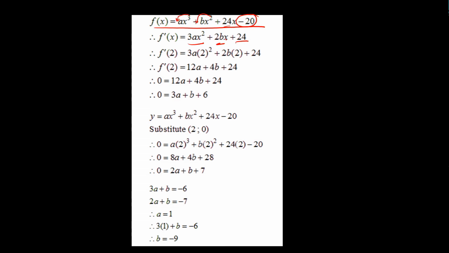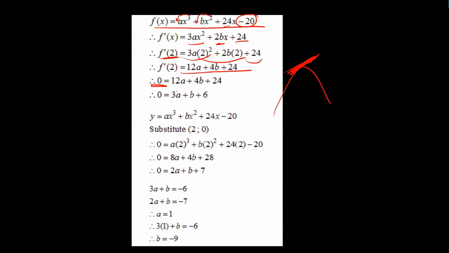Okay, and then the next thing we're going to do is substitute the 2 in, f prime 2. Why am I doing that? Because that's the information they gave me, as I showed you before. So I substitute the 2 in place of x, and I end up with 12a plus 4b plus 24. But remember, because it's a turning point, we can equate that to 0, because at the turning point, at your stationary point, we know that the derivative is 0. So at any turning point, your derivative, your gradient, is 0. So that gives me one equation.